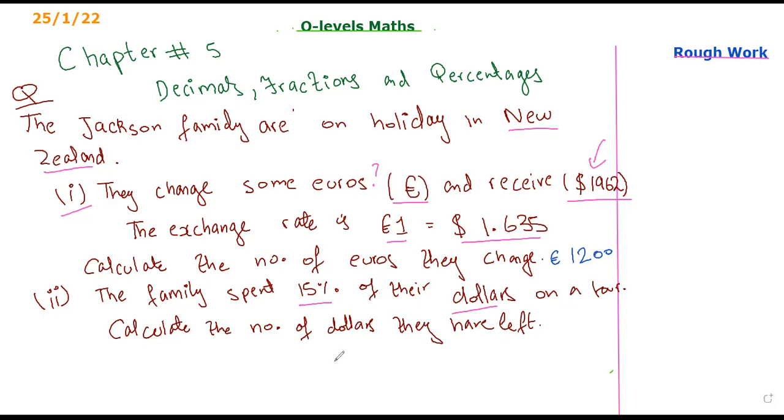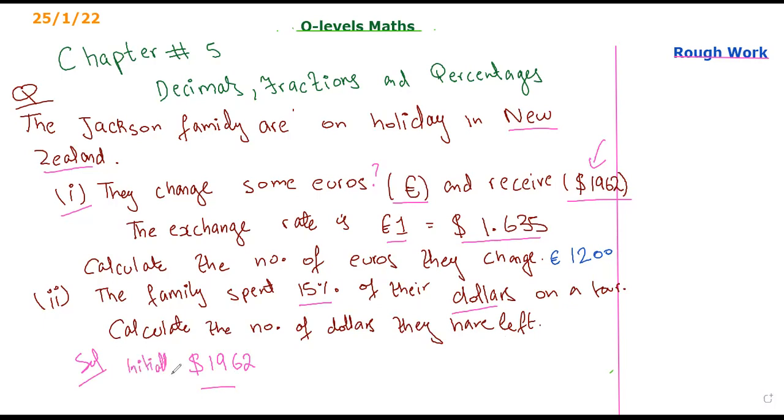Okay. So initially they had $1,962 and they have spent 15% of this amount. So what would be left? For that, we need to find 15% of this amount and then we'll subtract that amount from this value, right? Any questions? No, ma'am. Okay.